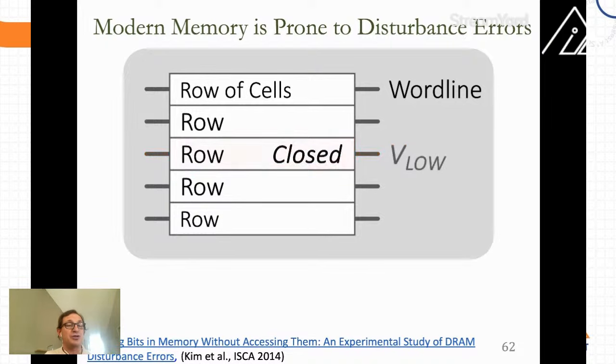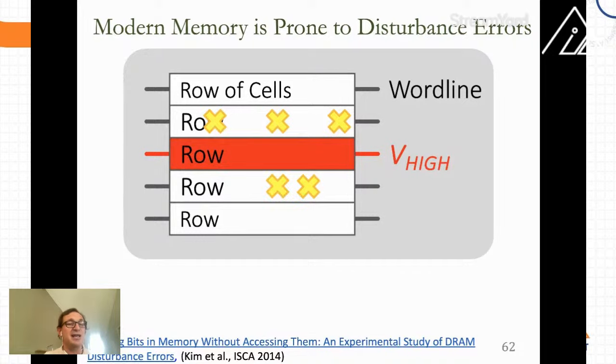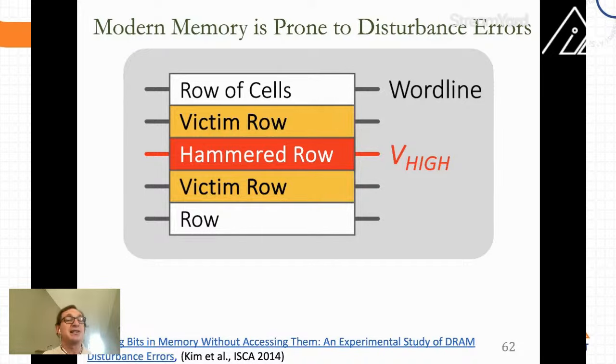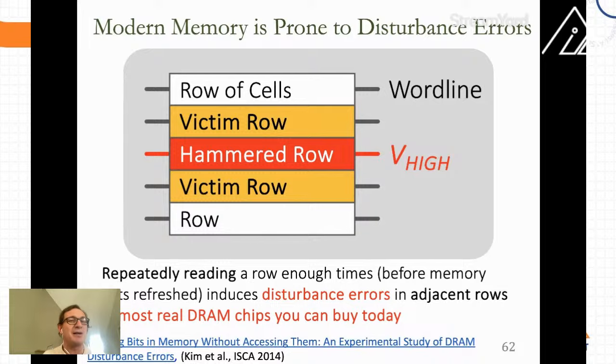apply high voltage and low voltage to it repeatedly, it turns out because the cells are too close to each other and there's a lot of electrical interference between the word line you're activating and the word lines in the other rows, some cells that are vulnerable in physically adjacent rows get corrupt. We call this a hammered row, we call this a victim row. Clearly this should not be happening because this is out of the specification of memory, but because of the technology scaling issues, this happens today, and this is called the row hammer problem.